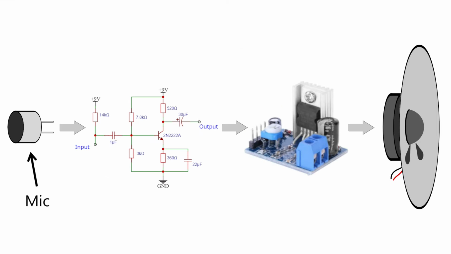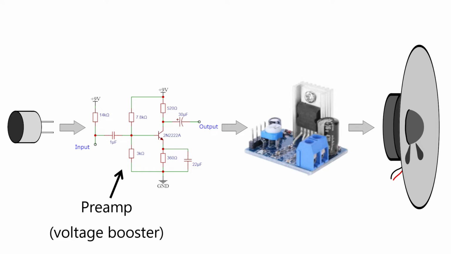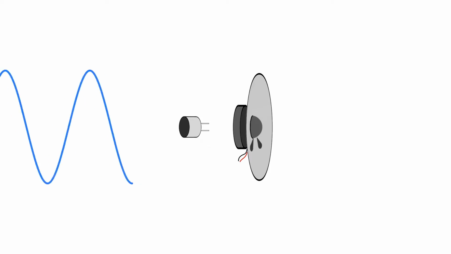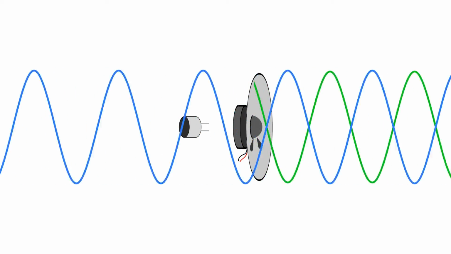So the mic picks up a noise, sends a tiny signal to the preamp, which boosts the voltage of the signal, and actually this particular circuit also inverts the signal too. And finally, the power amp delivers the high current signal to the speaker, which generates an antiphase wave. And hopefully, this setup should be able to cancel noise, like this.